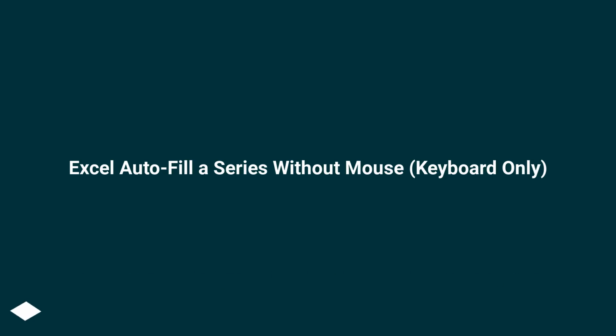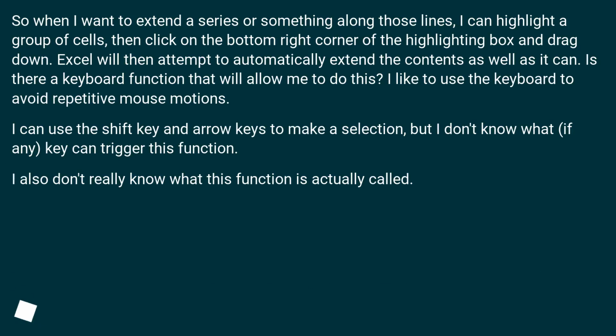Excel autofill a series without mouse, keyboard only. So when I want to extend a series or something along those lines, I can highlight a group of cells, then click on the bottom right corner of the highlighting box and drag down. Excel will then attempt to automatically extend the contents as well as it can.